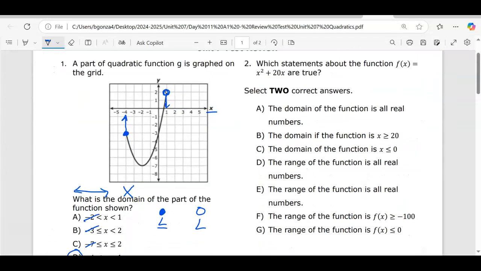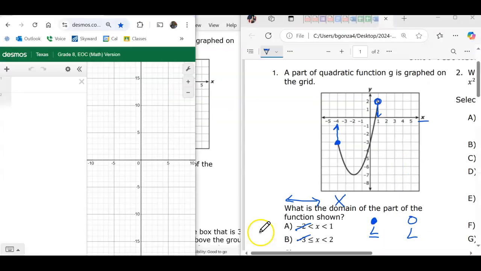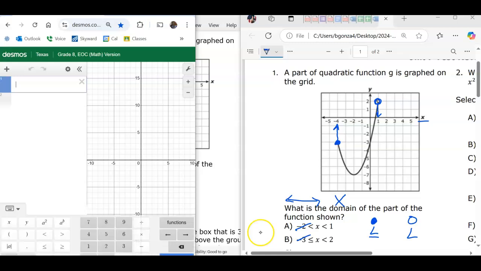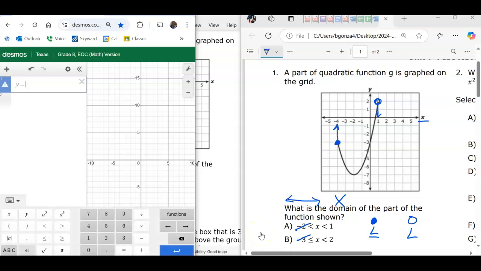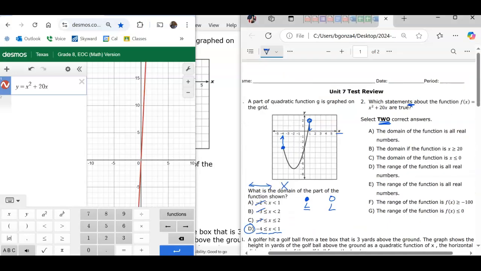Number 2, which statements? Plural, right? It's plural, and it even tells us to make 2. But about x squared plus 20x are true. Well, you know what we need? We need to graph this thing. So let's do that. Okay, we got x squared plus 20x.